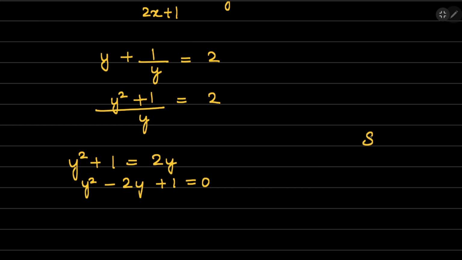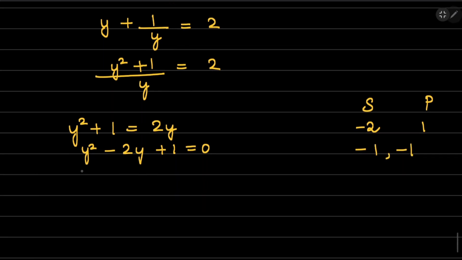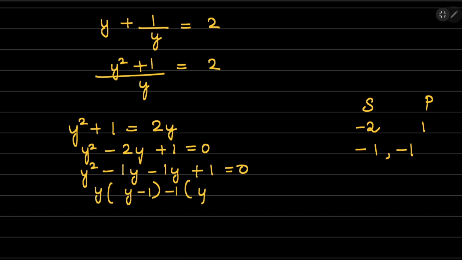Again, take your sum and the product. Sum is b, which is minus 2. Product is 1. So 1 ones are 1. You can add a negative sign to both. So what do you get? y square minus y, again minus y plus 1 equal to 0. So when you take y common out, y minus 1, again minus 1. Okay, so you have repeated roots. y minus 1 into y minus 1 is what you are getting.